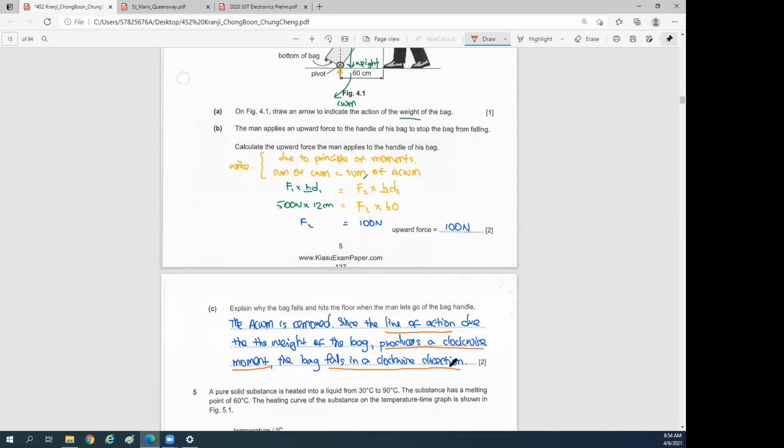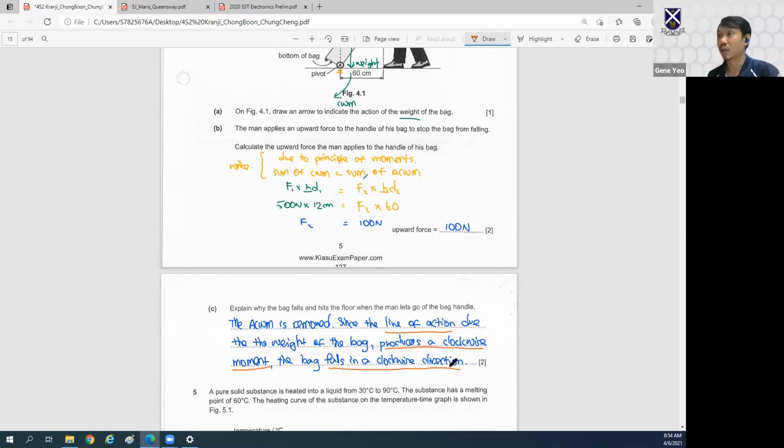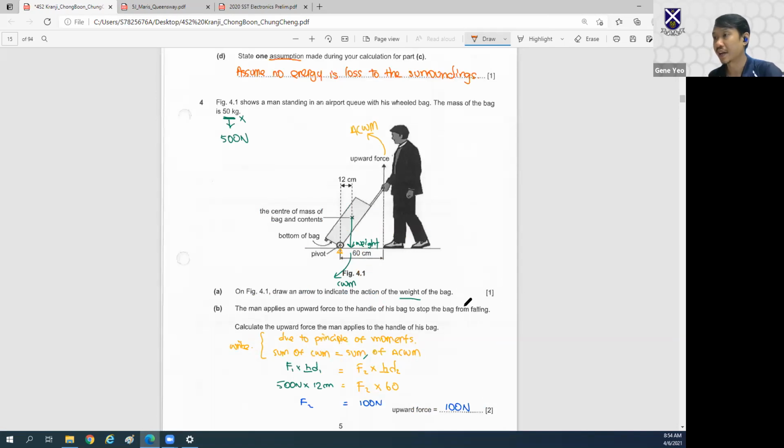What is line of action? Okay, so a line of action is a line showing you the direction of the force. If I have a box, this is the center of gravity. And if I want to show what is the weight and how is the weight acting, I draw a line of action.